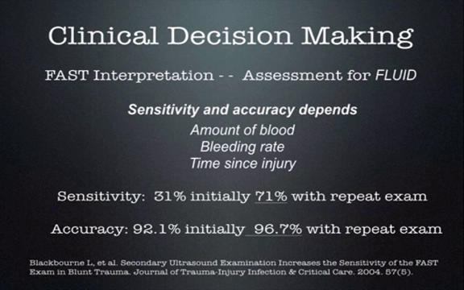So if you look at the initial FAST exam in this study, initial FAST exam had a sensitivity of 31% and an accuracy of 92%. If you waited and repeated the exam, more blood would have collected, and so your sensitivity goes up. It goes to 71% and accuracy of 96.7%. So as we can see, multiple exams increase your sensitivity as well as specificity as well as your accuracy.